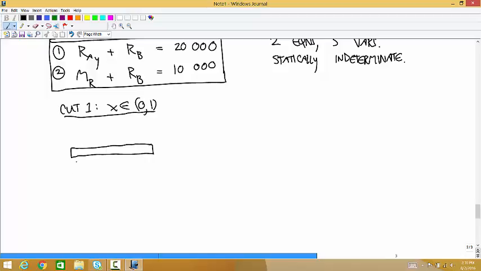Okay, so what do we have? R-A-Y. We don't know what that is, so we'll just leave it like that. And a moment here, M-R. And then our distributed load is 20,000, so the point force is 20,000 X. And then we have T, V, and M.